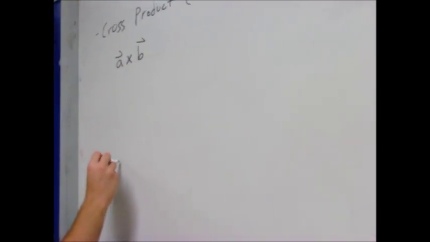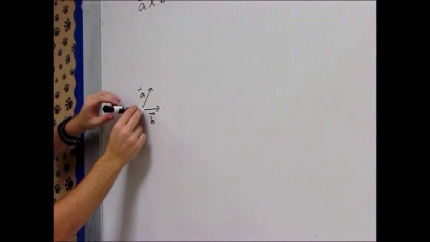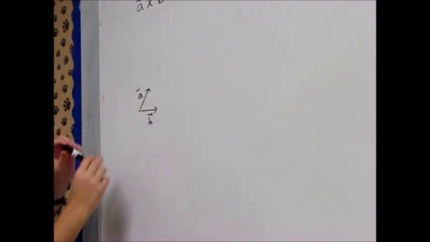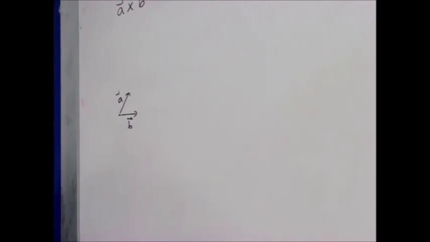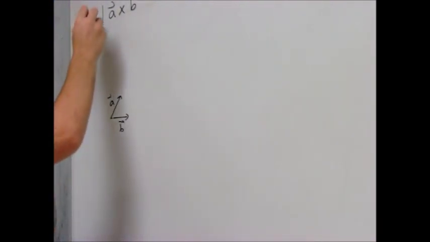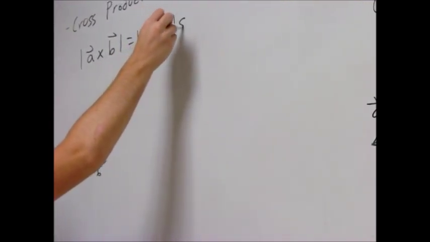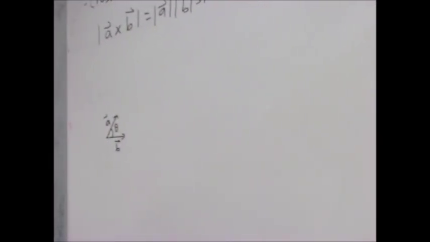What it does is, you have a vector A and B, and it gives a new vector perpendicular to both of the vectors, so perpendicular to the plane that the vectors are in. So it will be pointing outwards or inwards, depending on the orientation. And the length of this new vector will be the length of A, length of B, sine theta, the angle between them. And the direction is determined by the right-hand rule.